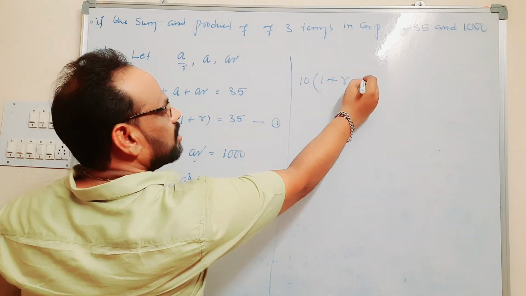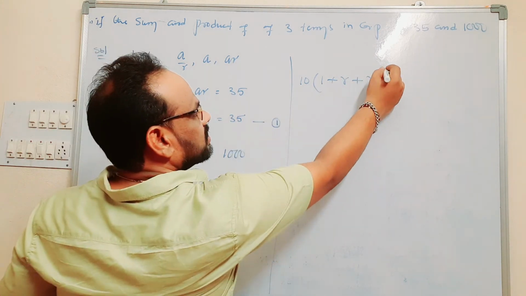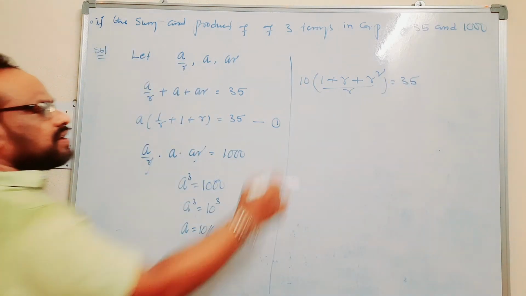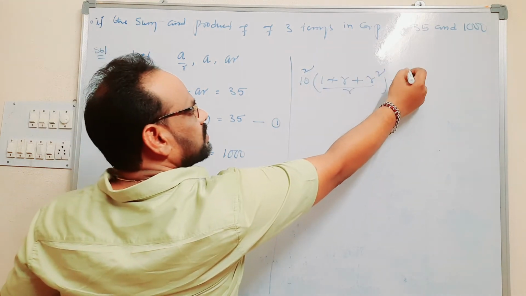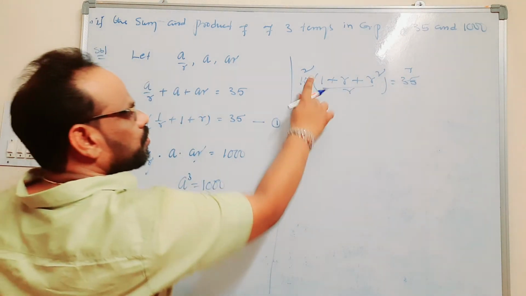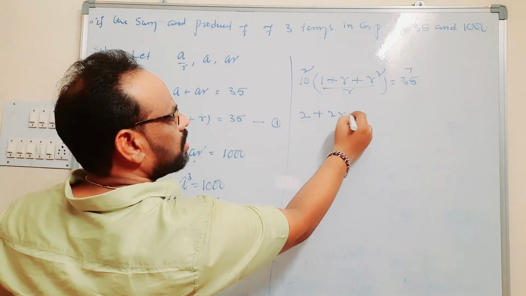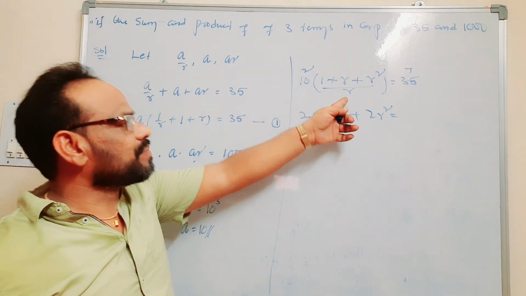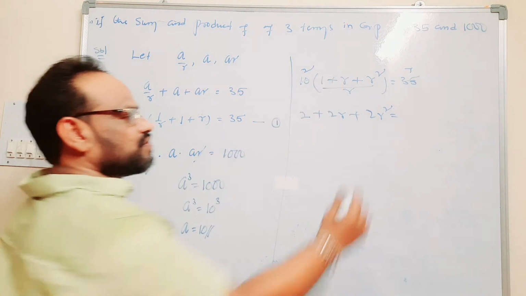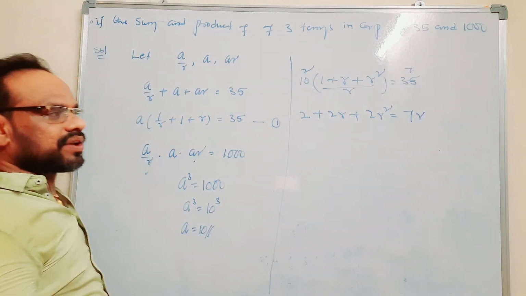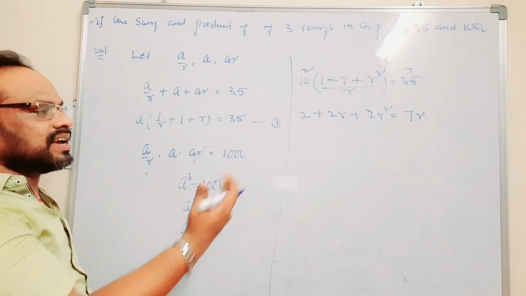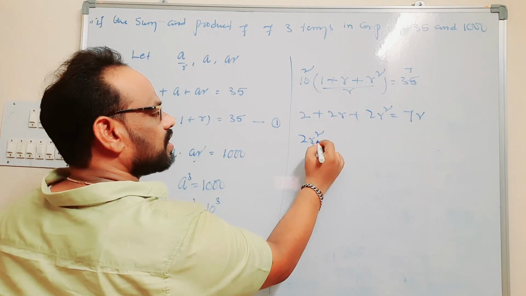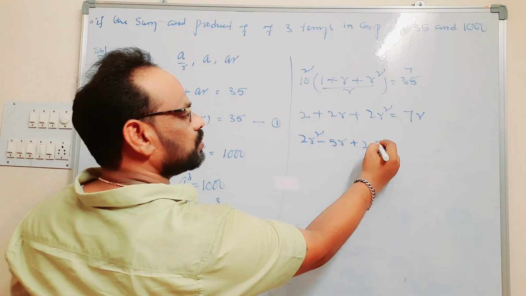Substitute the A value in equation number 1. We get 10 into, if you do LCM here, (1 plus R plus R square) by R is equal to 35. 5 2s are 10, 7 5s are 35. So 2 into 1 is 2, plus 2R, plus 2R square is equal to 7R. If you transpose 7R from RHS to LHS, it will become minus 7R. So 2R square minus 7R plus 2R, that is minus 5R, plus 2 is equal to 0.